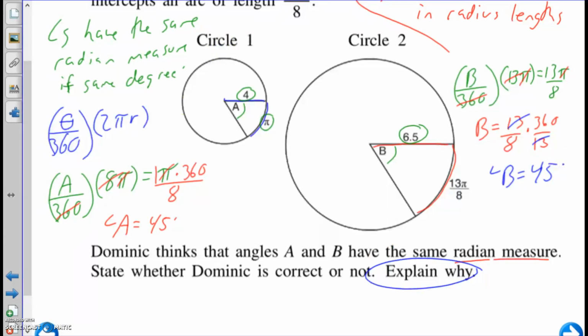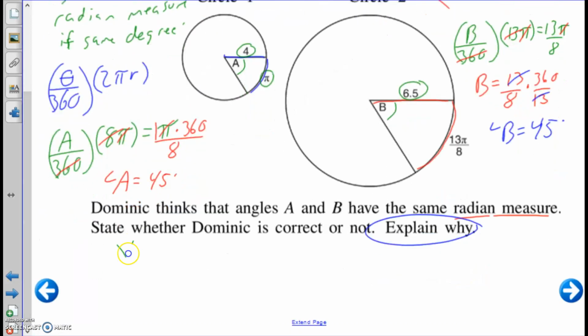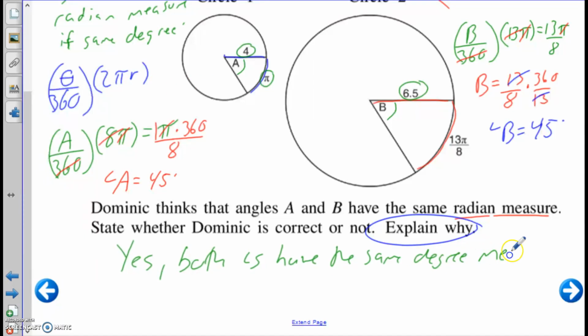So explain why. What we could say here is simply, yes, both angles have the same degree measure. Therefore, they have the same radian measure.